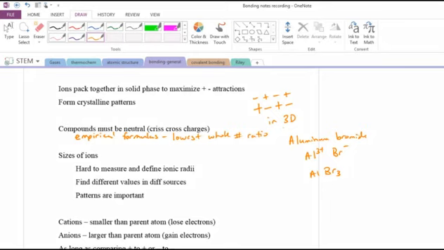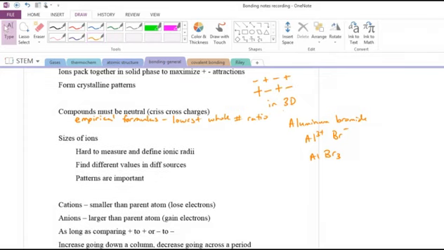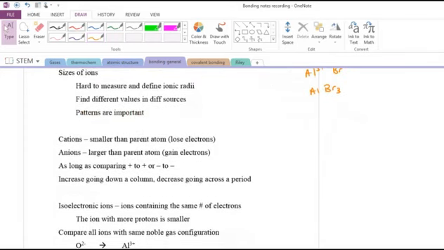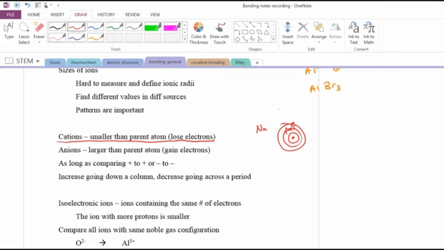Now, the size of ions. Kind of hard to define these, so the patterns are important. Cations are smaller than the parent atom because they lose electrons. So let's look at sodium. Okay, it's got that 1 electron there, and the rest is all full.